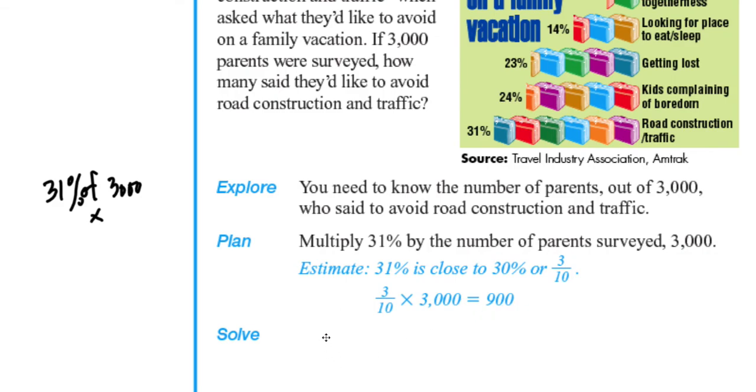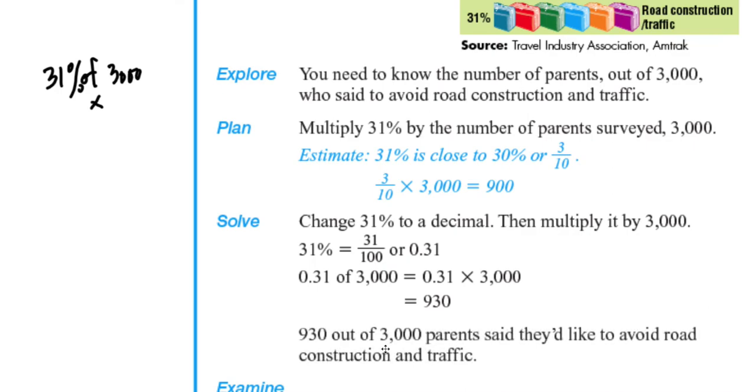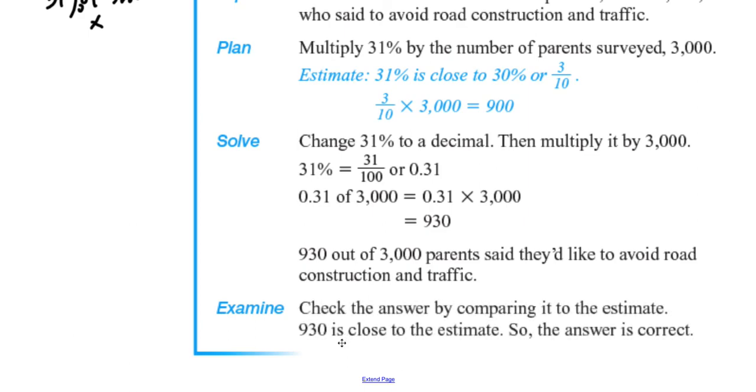Okay, but let's solve this now. We want to use a decimal, changing the percent into a decimal, then multiplying. 31% is 31 over 100, or simply 0.31. Then 0.31 times 3,000 will give us 930. So out of the 3,000 parents, 930 said they'd like to avoid road construction and traffic. And we check the answer by comparing it to the estimate. 930 is close to the estimate, which is 900. So our answer is correct.